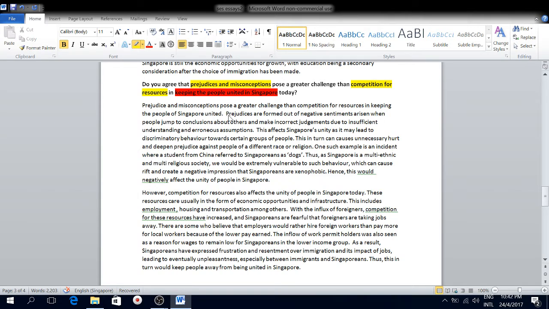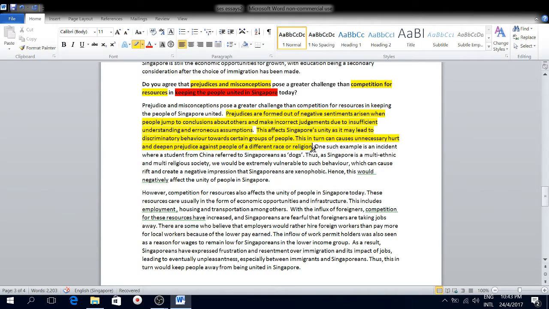Okay, so prejudices are formed when negative sentiments arise, when they jump to a conclusion and make incorrect judgments due to lack of understanding and erroneous assumptions. Okay, this will be my E part. I'm elaborating on my factor by giving a definition. Okay, so again, this affects Singapore's unity as behavior towards certain groups of people can cause unnecessary hurt and deepen prejudice of a different race and religion.